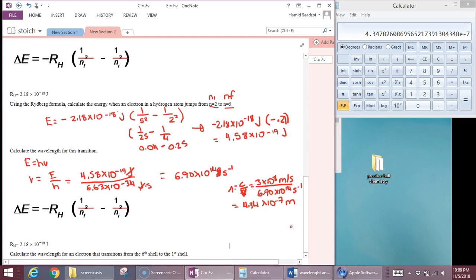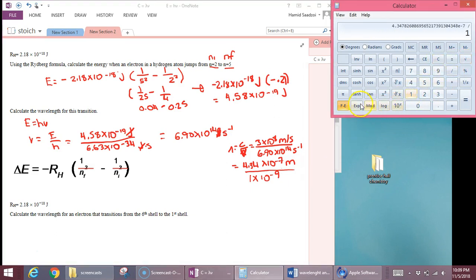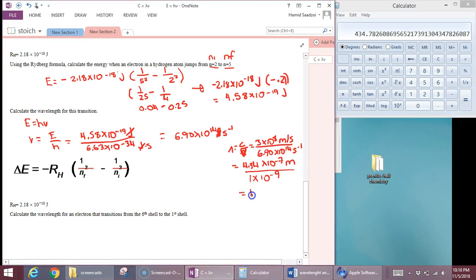And once again, if we want to convert this over to nanometers, we divide that by 1 times 10 to negative 9. So divide that by 1 exponent negative 9. And let's change that to the long form, 434 nanometers.